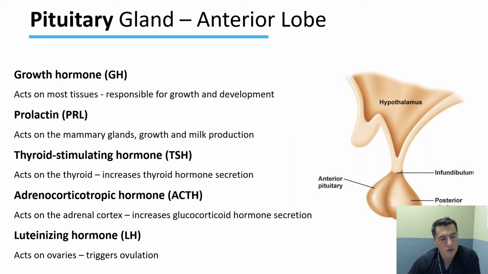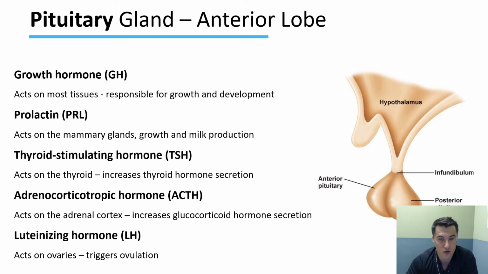Adrenocorticotropic hormone, or ACTH, acts on our adrenal cortex, which is part of our adrenal glands, which we'll look at soon. It increases glucocorticoid hormone secretion, so that's got something to do with glucose, because you've got the word gluco there. Luteinizing hormone acts on the ovaries, triggering ovulation, so that's to do with the menstrual cycle in females.